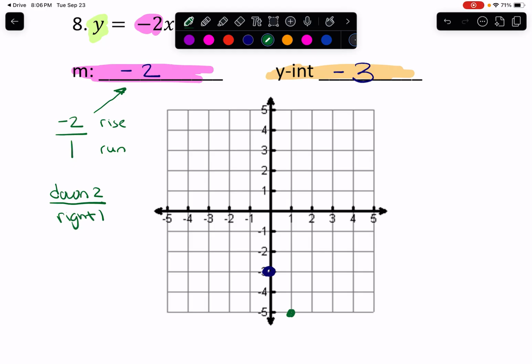Well, I'm out of real estate. I don't have any more space. So let's talk about the opposite. The opposite of going down 2 is I could go up 2. The opposite of going right 1 is I could go left 1.